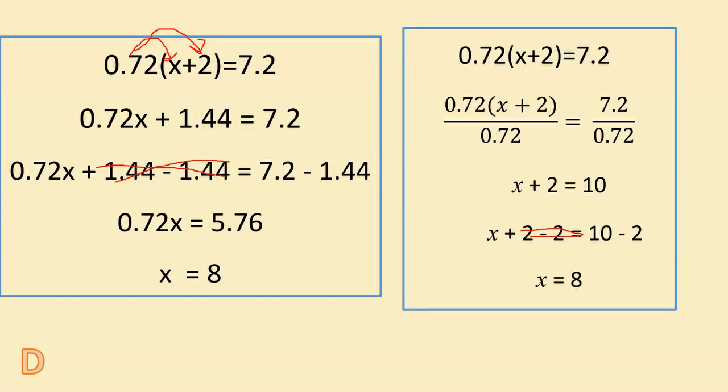So just keep in mind which way you thought was the easiest way to do it, because for some cards it was easier to do the distributive property, and for the other cards it was easier to divide. So you have to look at them and figure out what works best for you, because what works best for me may not work best for you.